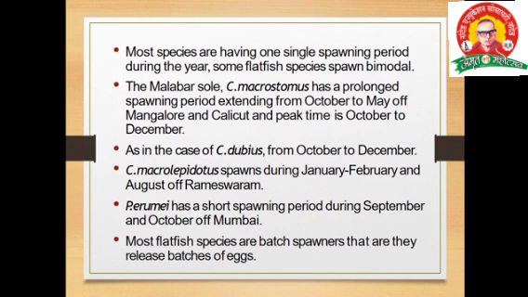Most species have one single spawning period during the year. The Malabar sole breeding period extends from October to May. At Mangalore and Calcutta the peak time is October to December. Some researchers found that the breeding season is different in different places.